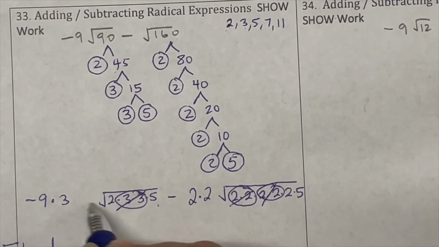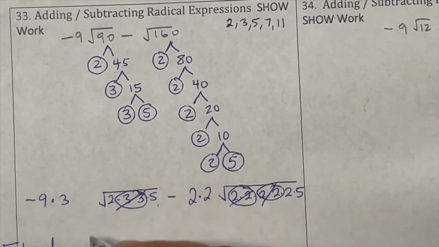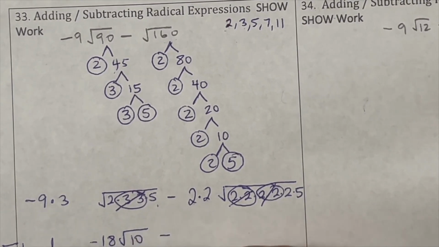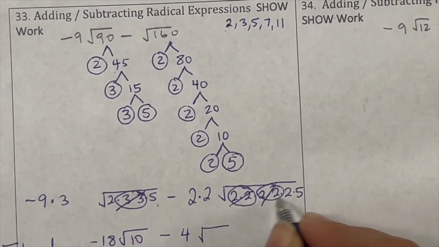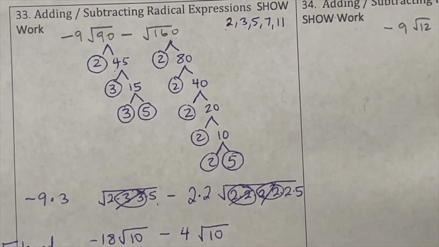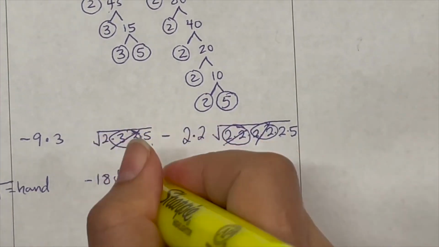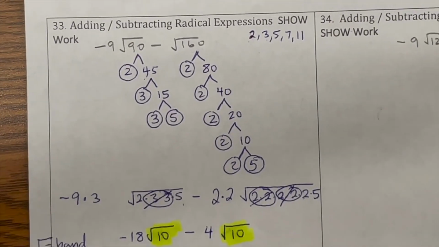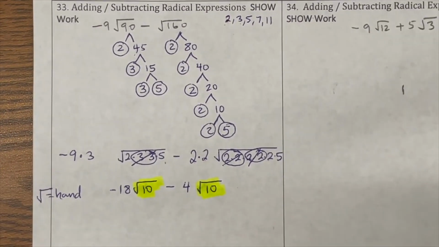So we have negative on the outside here. We have -9 times 3, which is -18. Radical 2 times 5, which is 10. Minus 2 times 2, which is 4. Radical 2 times 5, which is 10. Well, what do you notice about the radicals now? So if you look at the radicals, what can you tell me? They are the same. So remember, you cannot add or subtract radicals until they are the same.